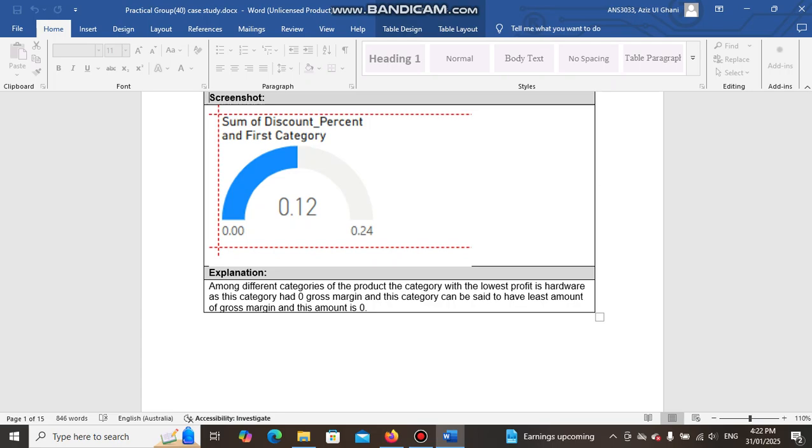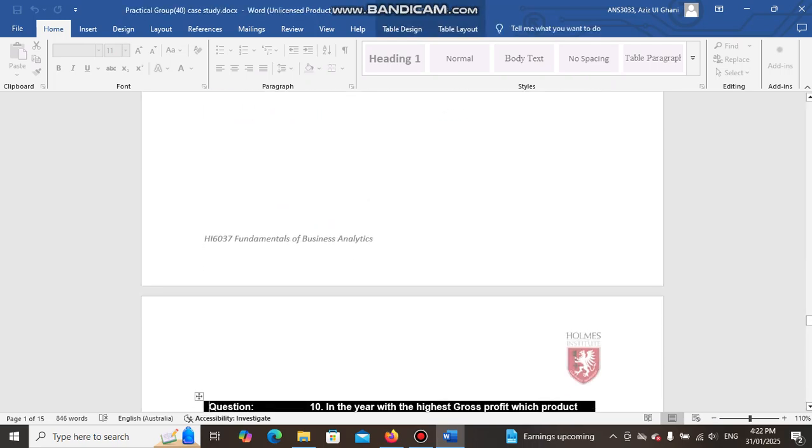And this category can be said to have the least amount of gross margin, and the amount is zero because it has zero gross margin. And in the chart, I can show you the sum of discount percent and the first category. It's 0.12. So the hardware is the lowest profit because of the zero gross margin.